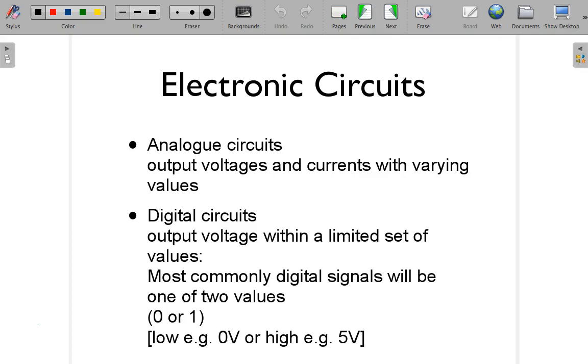Most commonly, digital signals will be one of two values, either 1 or 0, or it could be considered low, where the voltage would be something like 0 volts, or high, where the voltage would be something like 5 volts.